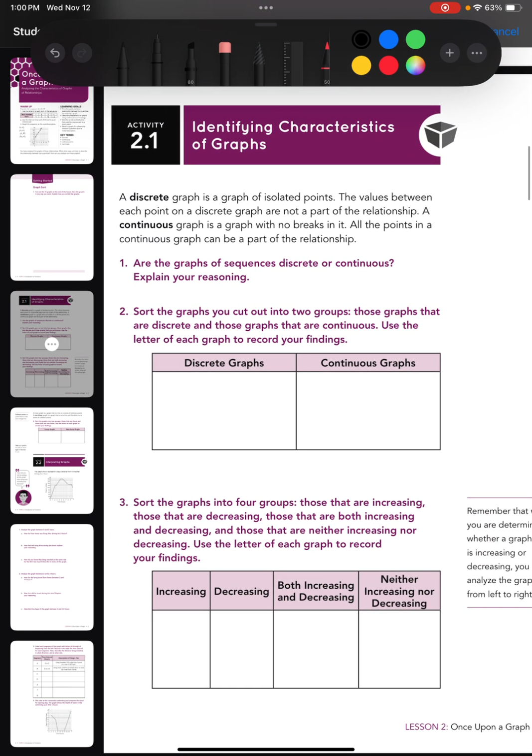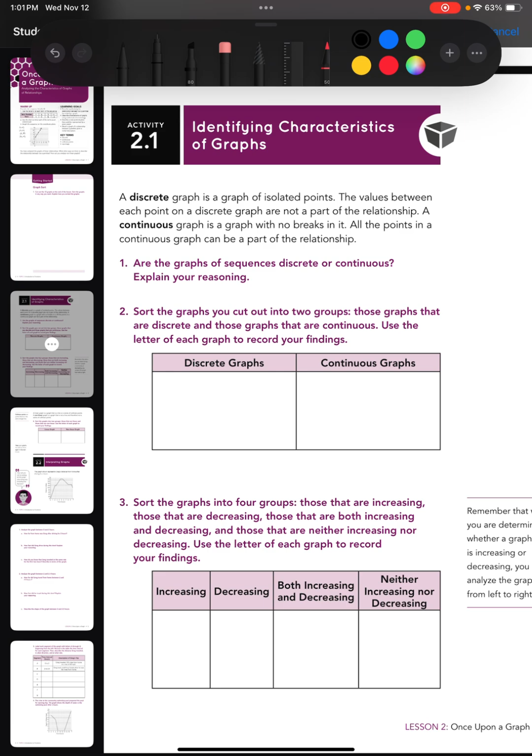All right, so a discrete graph is a graph of isolated points. So think of just a bunch of points all over the graph. They're not connected by a line. The values between each point on a discrete graph are not part of the relationship. So we might have a situation where you're talking about number of players on a team. Well, we could have only whole numbers in that situation, positive integers. So 1, 2, 3, 4. It doesn't make sense to say 1.5 players. So that's why the line is not connected between the points in that situation.